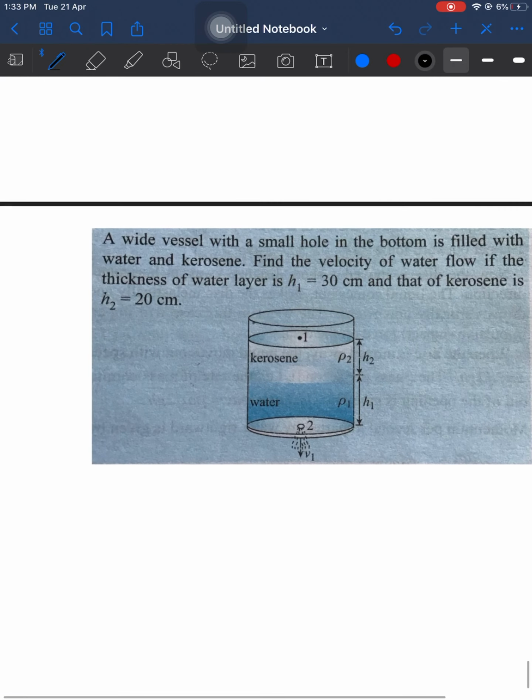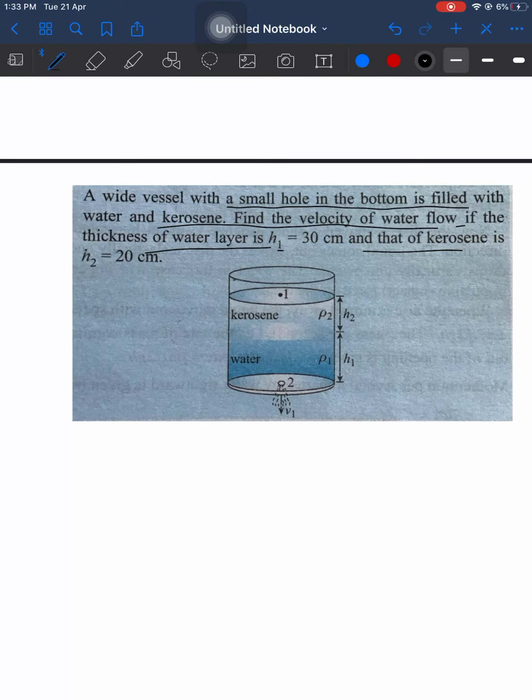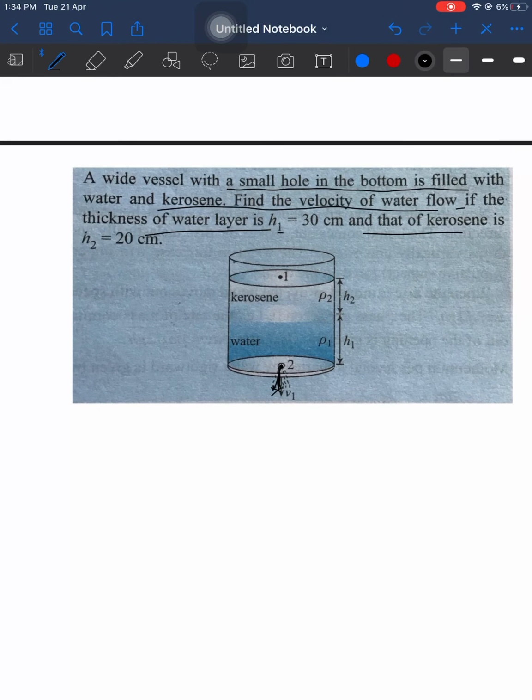And see here, a wide vessel with a small hole opening is filled with water and kerosene. Find the velocity of flow, with thickness h1. Say there is a hole at the bottommost position. What is the velocity from here? Try the equations. Take this as a reference, just inside and outside. Inside is p bottom plus half rho v bottom square plus, both are at almost the same level, so it is equal to 0 plus p outside, which is p atmosphere plus half rho v square.